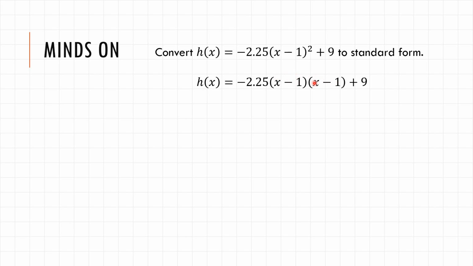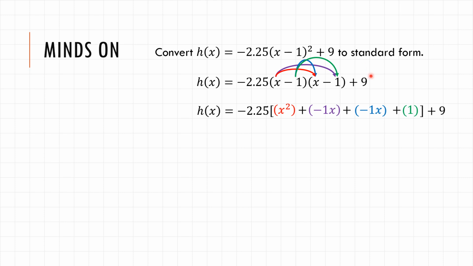And to expand this, we just use FOIL. So x times x is x squared, x times negative 1 is negative 1x, negative 1 times x is negative 1x as well, and negative 1 times negative 1 is positive 1. And we just add those together. And that is the expansion of just this portion. The rest of the equation we have to leave as is. So negative 2.25 multiplied by all of this, and then plus 9.